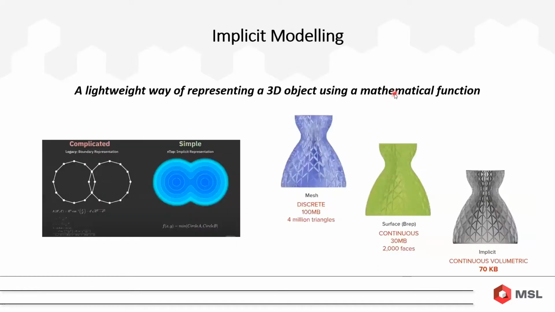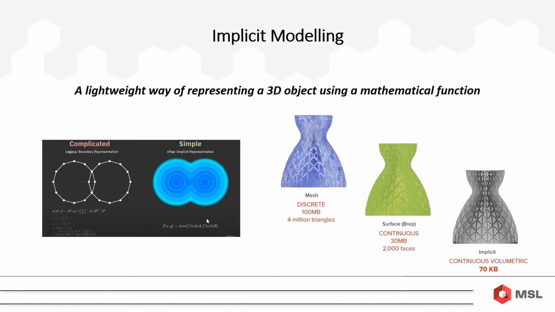So to go into a bit more detail on implicit modeling, it's a lightweight way of representing a 3D object using a mathematical function. Traditional CAD systems use BREP, or boundary representation, to define or describe a 3D model. It plots edges, faces, and points in space, which is fine for simple geometries, but it gets very complex very quickly with lattices, freeform shapes, and intricate support structures for AM builds.